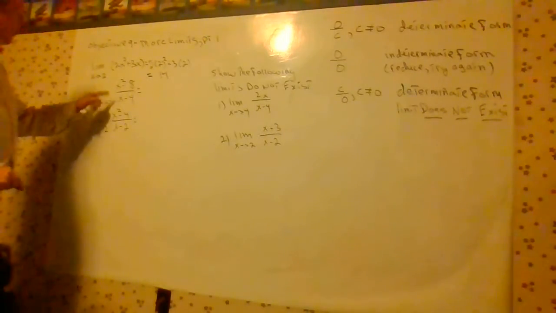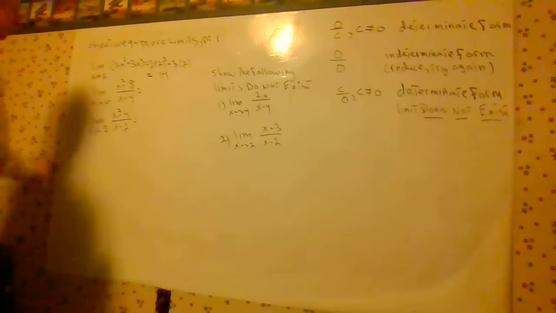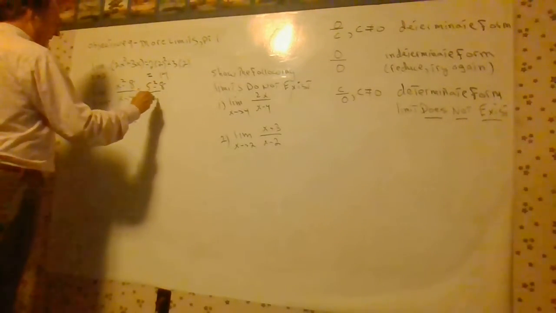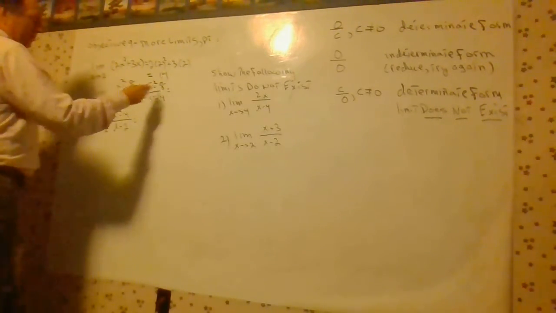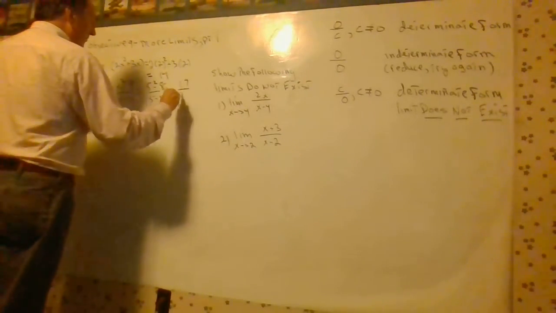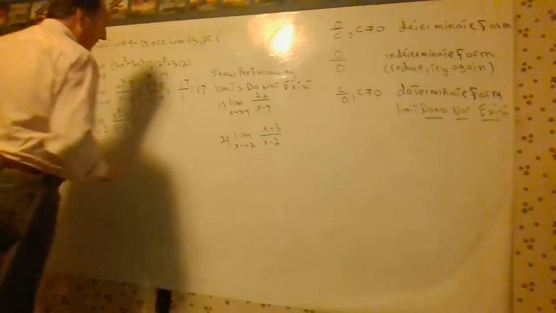Limit as x approaches 5 of (x squared minus 8) over (x minus 4). 5 squared minus 8 over 5 minus 4. 25 minus 8 is 17 over 1, or 17. That is the answer.